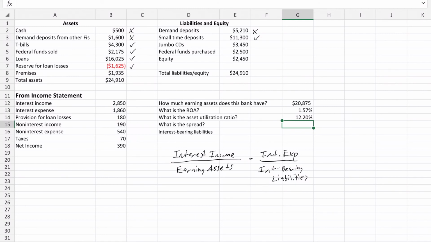Jumbo CDs, do they pay interest on those? Yes, they do. And then you can also see that they have federal funds that they have purchased. So they have borrowed, where they would pay the federal funds rate, so they would pay interest on that amount. Equity obviously is not an interest-bearing liability, so we do not include that equity value. So we have three items that are interest-bearing liabilities.